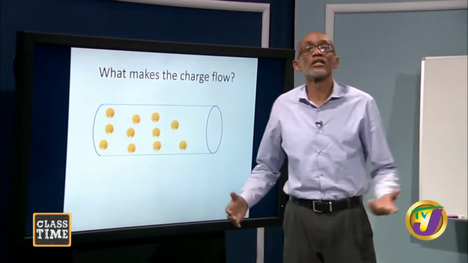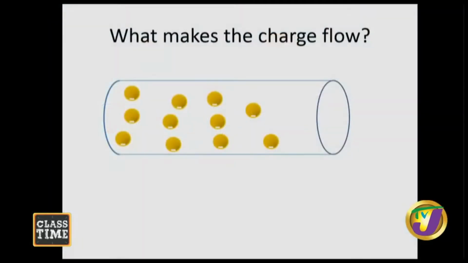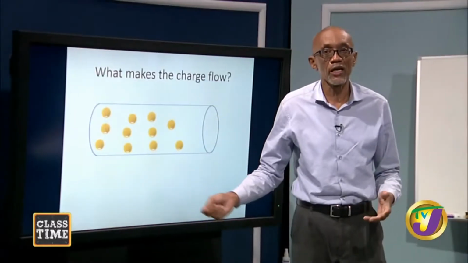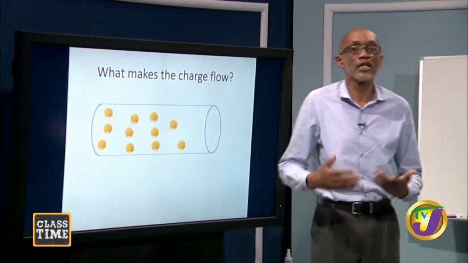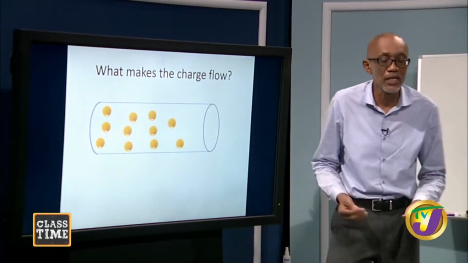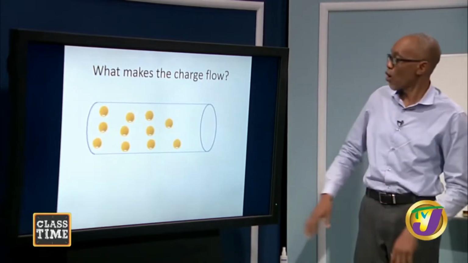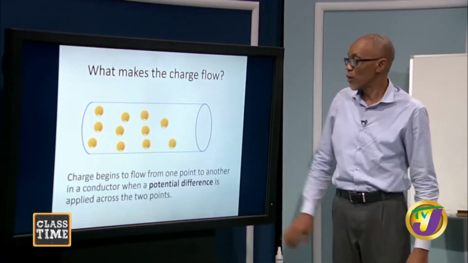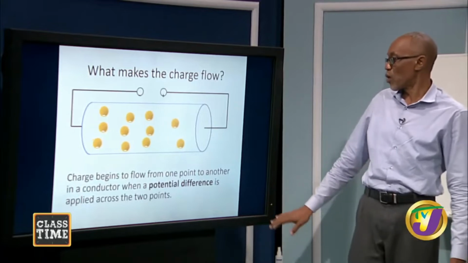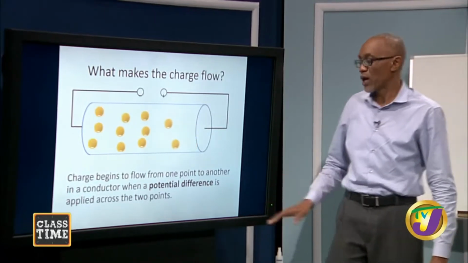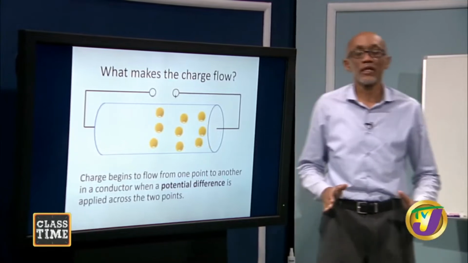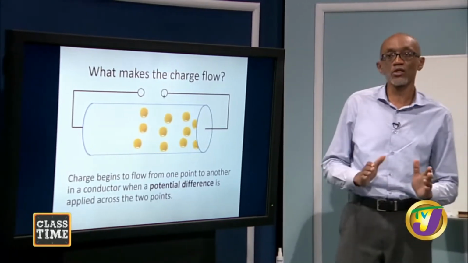So what is it that makes charge flow inside of a conductor? If you connect a circuit but don't connect the battery, then nothing will happen. If you don't plug in your television, it wouldn't work because it doesn't have any voltage or potential difference. Charge begins to flow from one point to another in a conductor when a potential difference is applied across the 2 points.